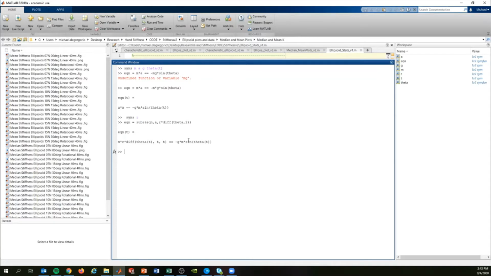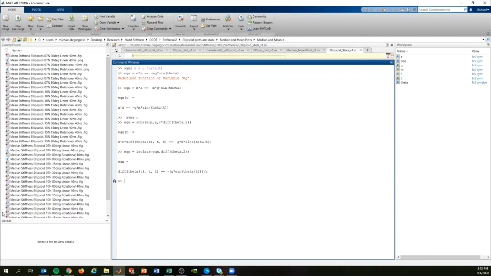So now what? Well, now we want to isolate the angular acceleration in the equation, right? So we can use the isolate command. So we'll have EQN equals isolate of EQN, comma, diff of theta, comma 2. And all we've done is we've isolated the second derivative. Well, what is the second derivative of theta with respect to time? That's the acceleration, right?